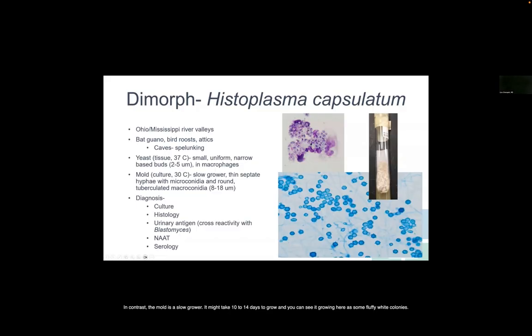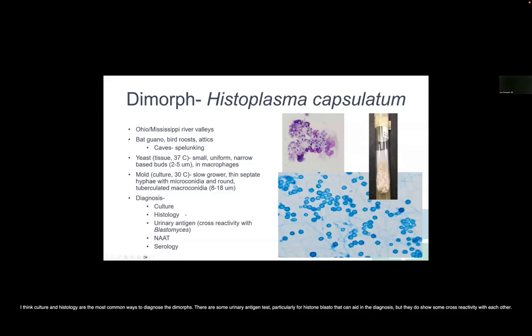In contrast, the mold, it's a slow grower. It might take 10 to 14 days to grow, and you can see it growing here as some fluffy white colonies. The hyphae are thin and septate, and we see some microconidia, but particularly the diagnostic feature that you're looking for are these larger round tuberculated macroconidia, which are shown here in this lactophenol cotton blue prep.